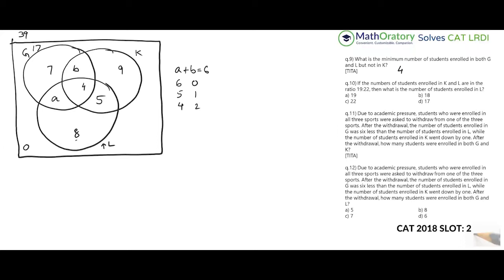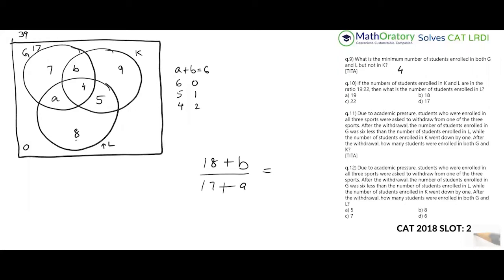Question number 10 says, if the number of students enrolled in K and L are in the ratio 19 is to 22, what is the total of K? Let us take those in terms of A and B only as of now. So K total is 4 plus 5 is 9, 9 plus 9 is 18. So we have 18 plus B. And L total is 8 plus 5, 13 plus 4, so that is 17. So 17 plus A.